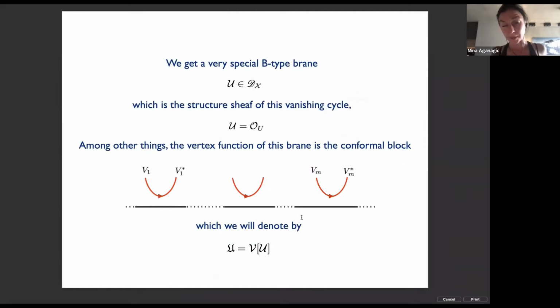So correspondingly, we get a very special B-type brane, which is simply the structure sheaf of this vanishing cycle. Among other things, this very special brane has a vertex function, its J function, which is the conformal block that corresponds to this picture.